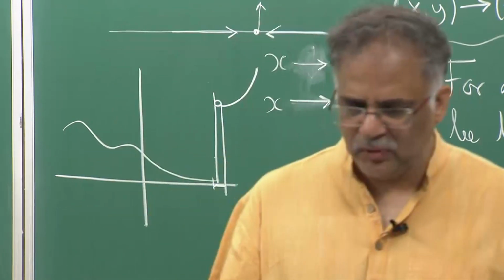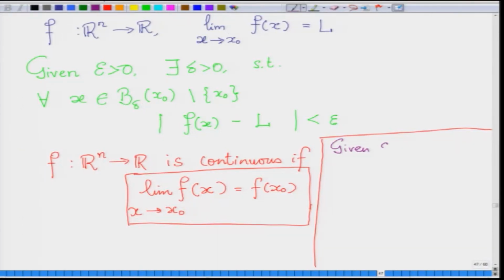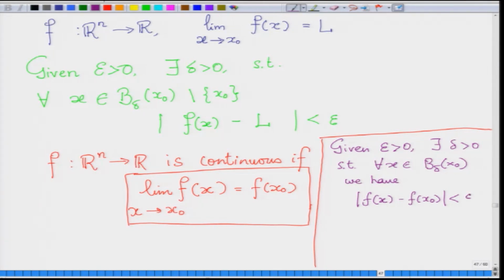So, if I write it down in the epsilon delta definition, it will simply mean: given epsilon greater than 0, there exists delta greater than 0 such that for all x an element of B delta of x naught, where x could be x naught also because the function is defined at x naught, we have the absolute value of f x minus f x naught less than epsilon.